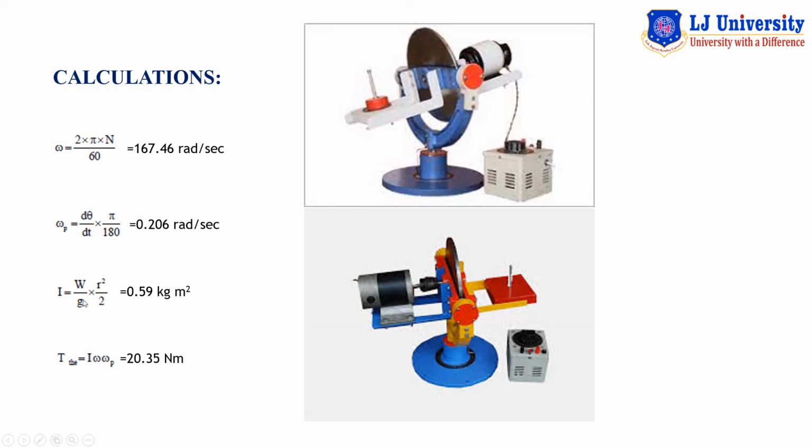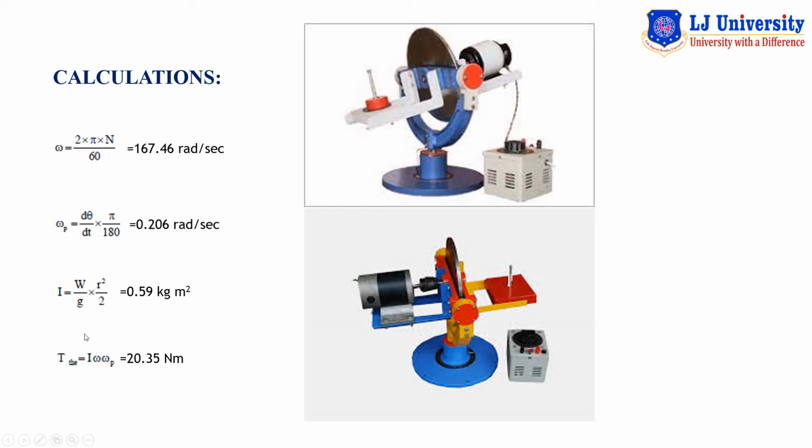Third one, capital I, mass moment of inertia. The equation of mass moment of inertia is mr square by 2, because we have to consider the mass moment of inertia of a rotating disc type. Clear? So the equation is mr square by 2, and instead of m we can write W upon g. Put all the values over here, and you will get the answer of capital I, that is 0.59 kg into meter square per second square.